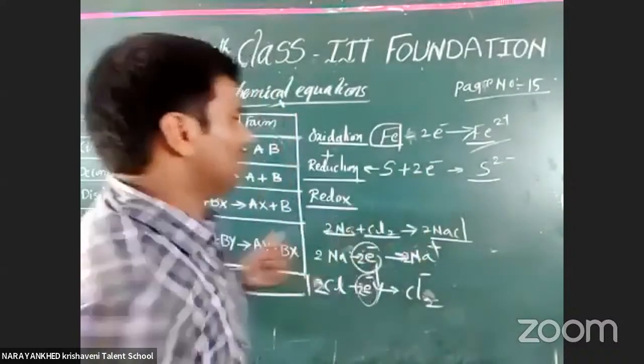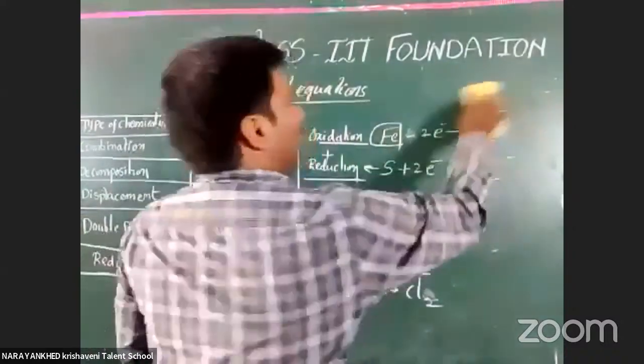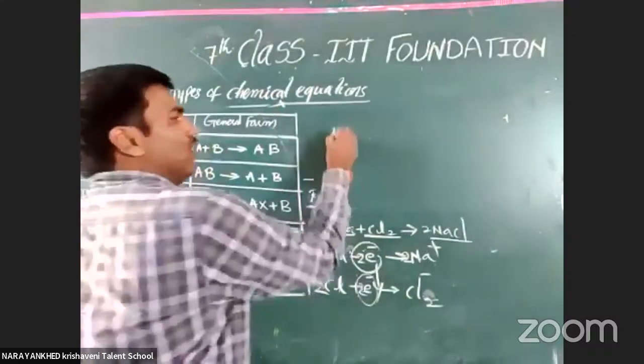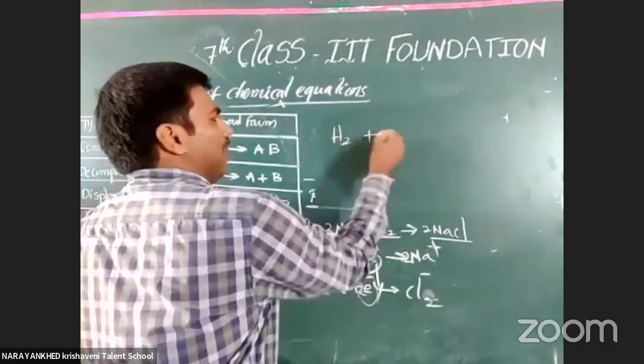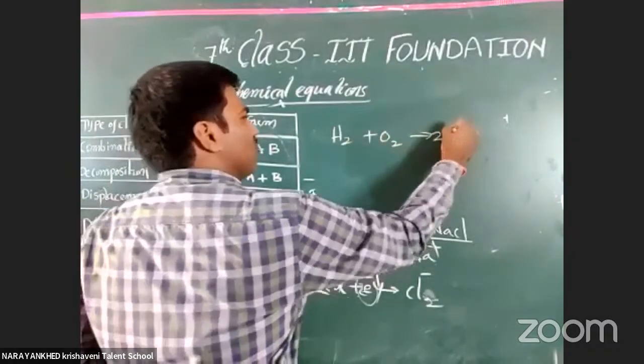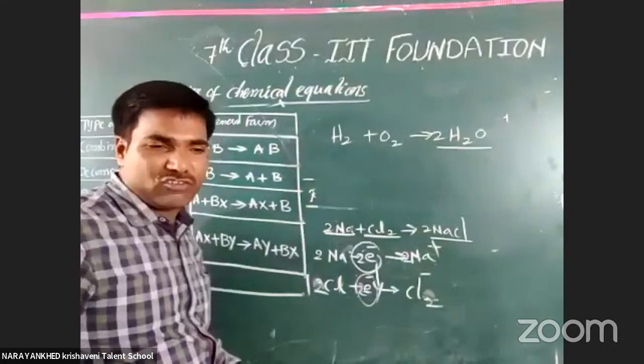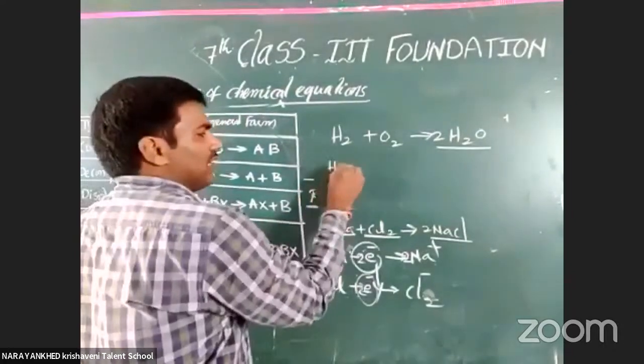Suppose we check here how water is formed by the combination of hydrogen and oxygen. H2 plus O2 gives rise to H2O. What is going on behind this reaction?